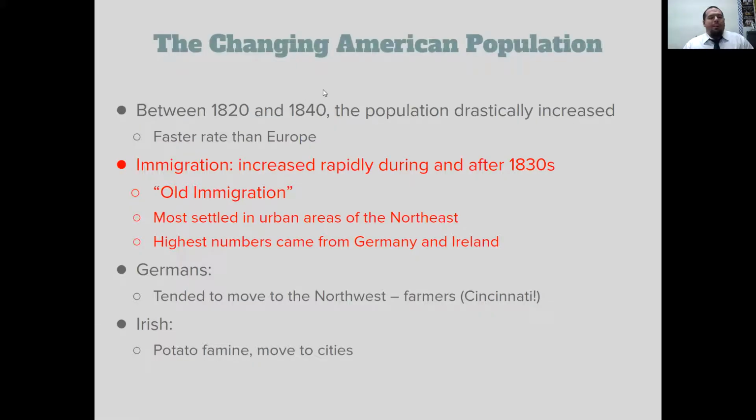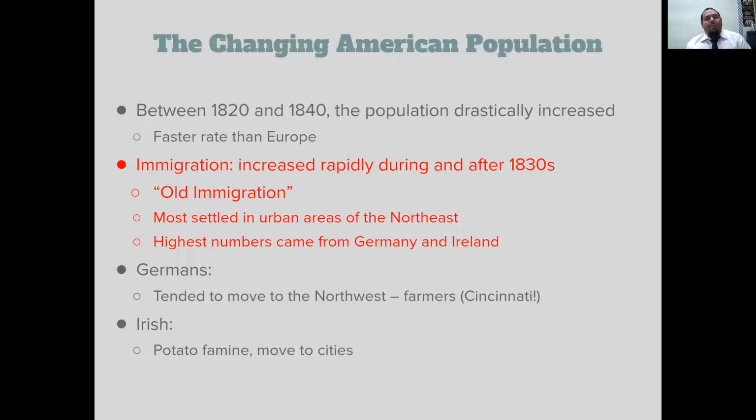So, changes in the American population: between 1820 and 1840, the population drastically increased, and it happened at a faster rate than in Europe. Immigration increased rapidly during and after the 1830s, and you have this old immigration where immigrants are coming from mainly Western Europe. In your book, they give examples of the Germans and the Irish coming.